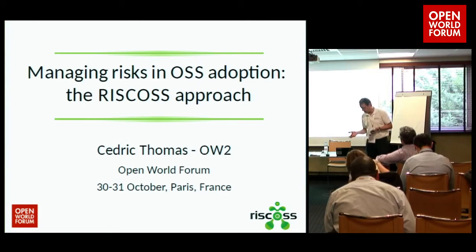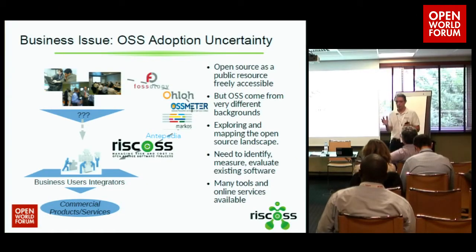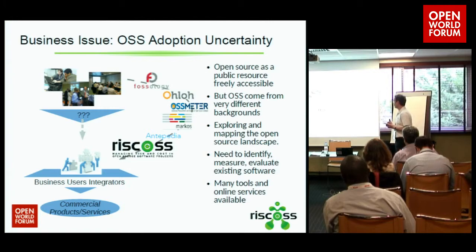So this one is called RISCOSS, and I'm going to explain where it comes from and what we're trying to achieve. It comes from the fact that the open source world is an open territory where people can dig and get some assets. But because it is an open territory, it's also becoming a field of studies. And we've had a whole wave of projects and services aimed at explaining what the open source world is, how it works, who's there, and giving some measurements. So it's publicly accessible, and now we can study it.